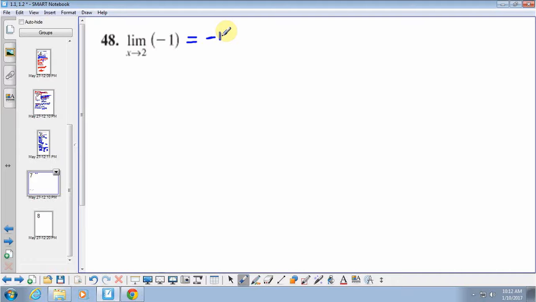So, let's look at the absolute value of f of x minus L. Again, our epsilon.